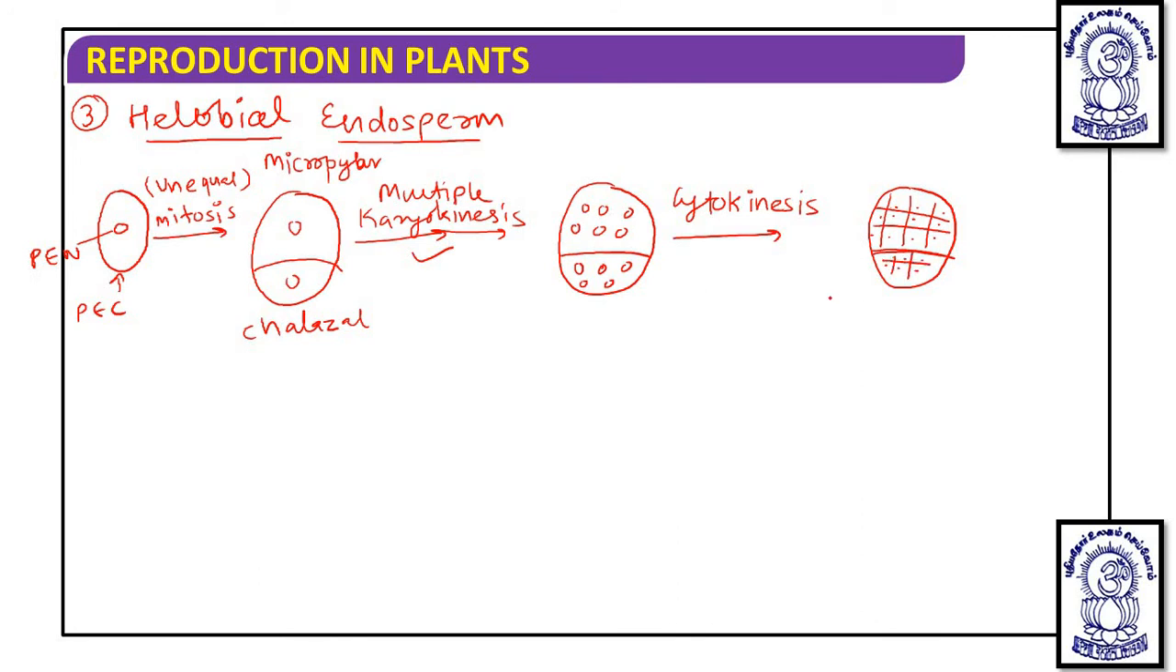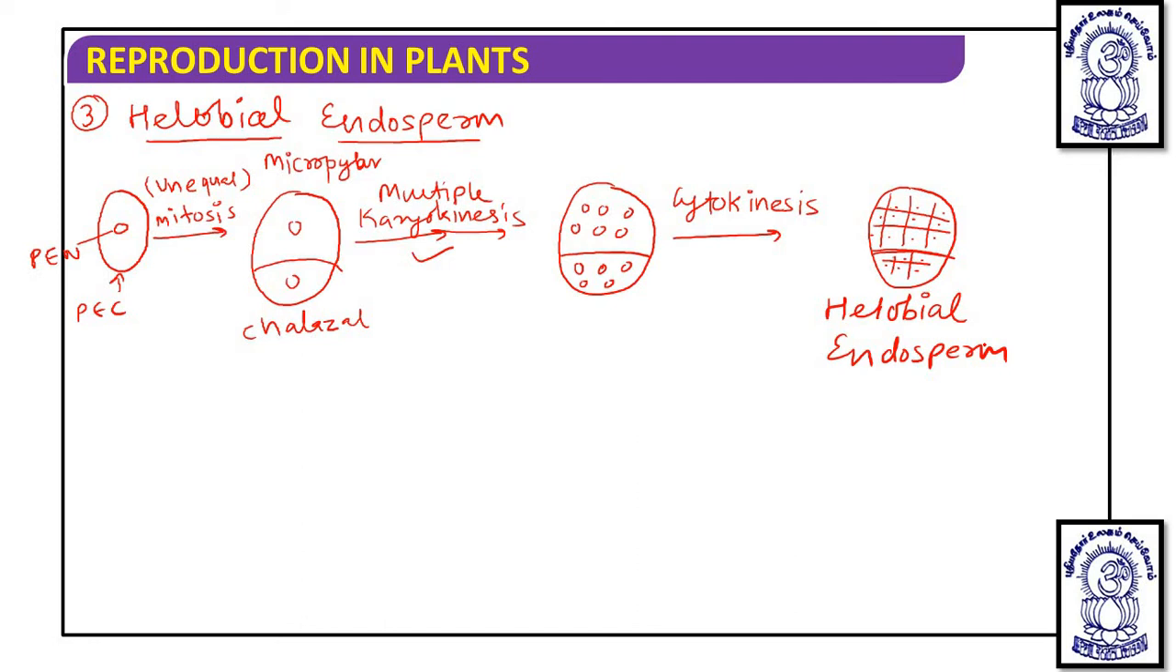Then this is known as helobial endosperm. Okay, so first perfect cellular division, like a cellular type of endosperm division. Then the division of karyokinesis but not cytokinesis, means it follows the nuclear type of division, nuclear endosperm type of division. And at the end the wall formation will happen.